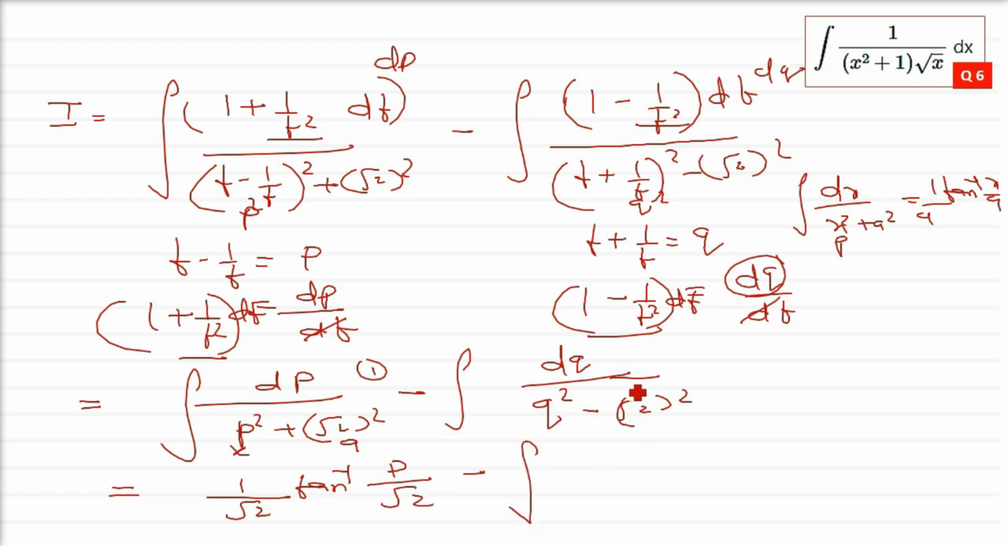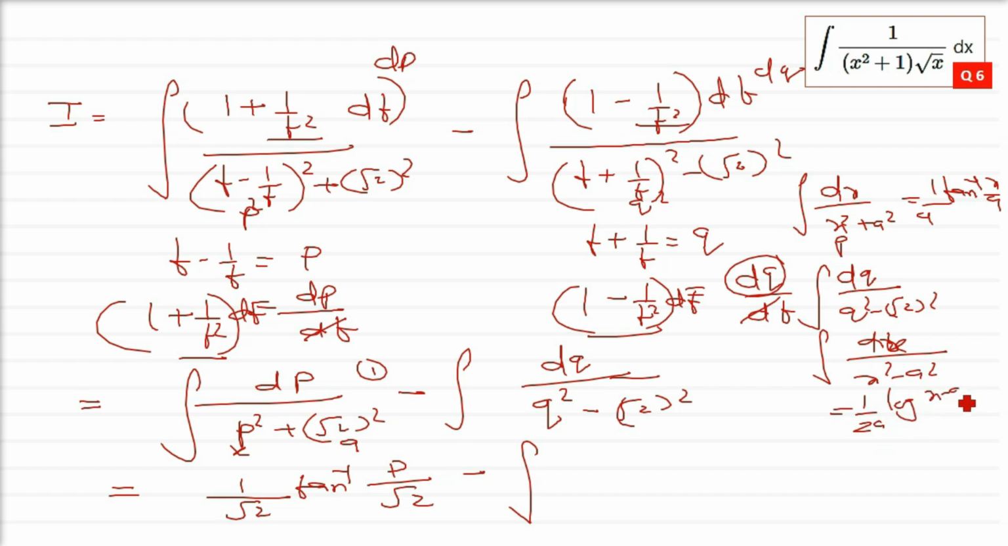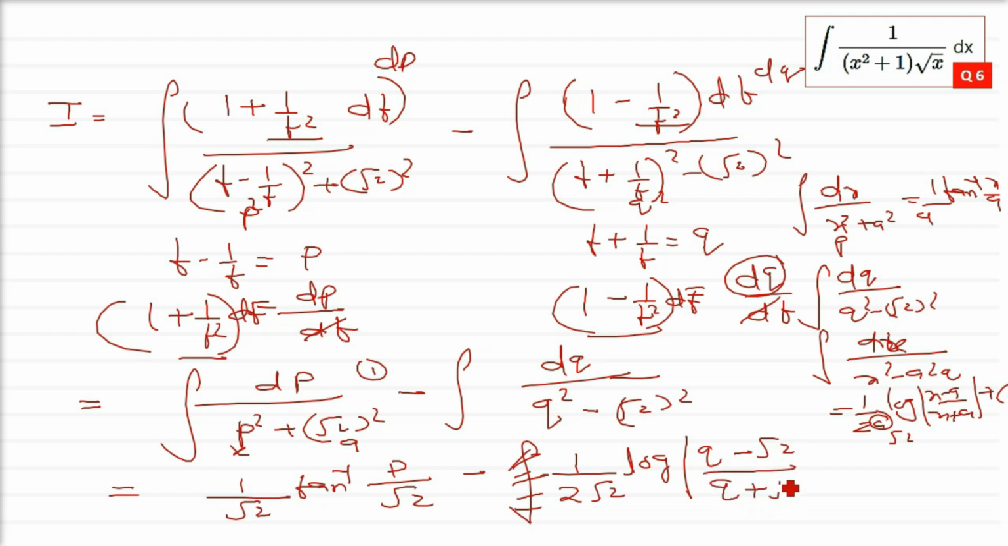The second term, we will apply the formula of dq by q square minus a square. We can equate it with integration of dx divided by x square minus a square, because we are quite aware of this. This is 1 by 2a log modulus of x minus a by x plus a, plus a constant of integration. So we just need to replace x with q and a with root 2: 1 by 2 root 2 log modulus of q minus root 2 divided by q plus root 2, plus a constant of integration.